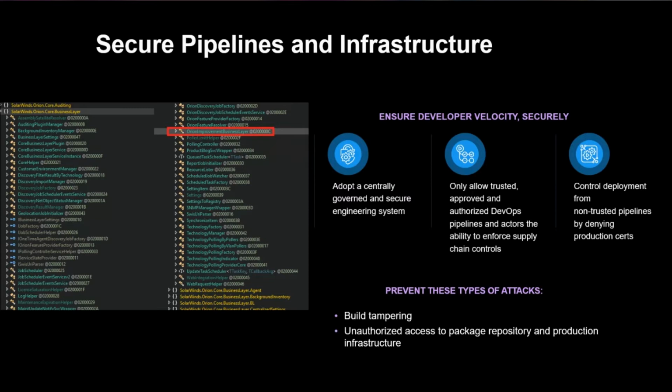And we need to make sure we have some kind of centrally governed and secure engineering system. We need controls so that only trusted, approved, and authorized pipelines can run. And we need to enforce those supply chains. We need to ensure that development from non-trusted pipelines will be controlled by denying those production deployments, because we don't want them in place. We want to prevent build tampering because we've all seen it and we don't want that to happen. We need to also prevent unauthorized access to our packages and our repositories and also our production infrastructure.